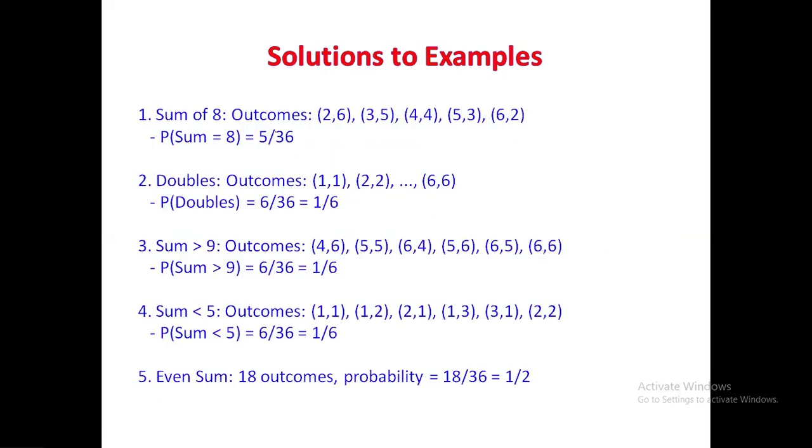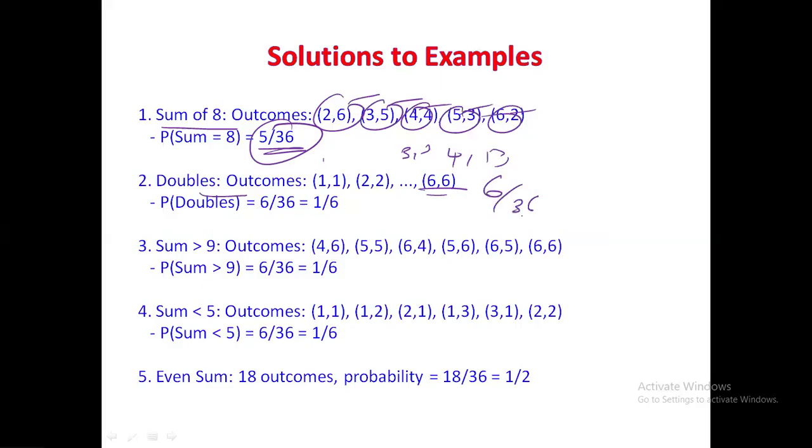See here, sum of 8. Outcomes: 2,6; 3,5; 4,4; 5,3; 6,2. How many? 1, 2, 3, 4, 5. So we'll write it as probability of sum equal to 8 is 5 by 36. Doubles means 1,1; 2,2; 3,3; 4,4; 5,5; and 6,6. So totally 6 divided by 36 equals 1 by 6.